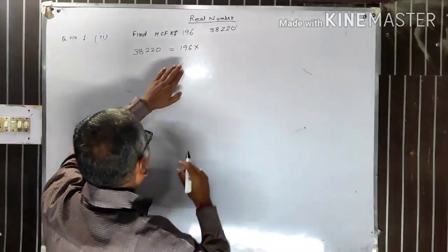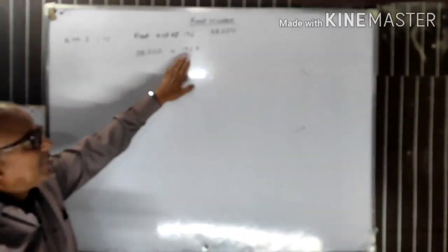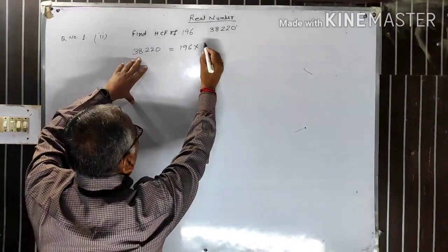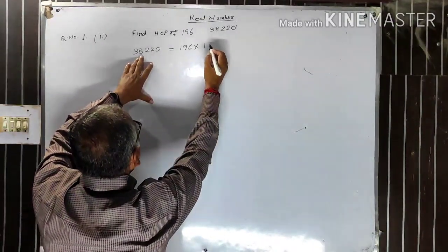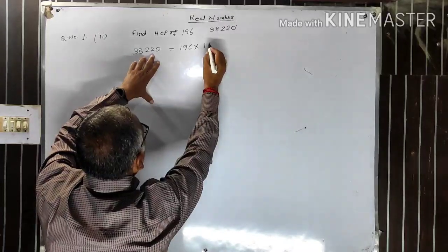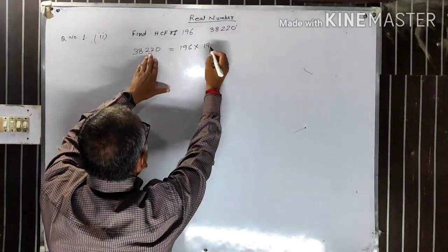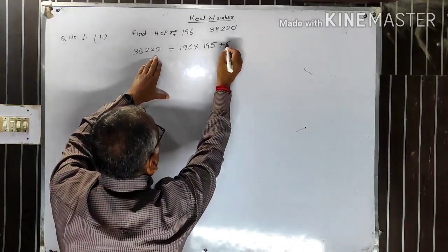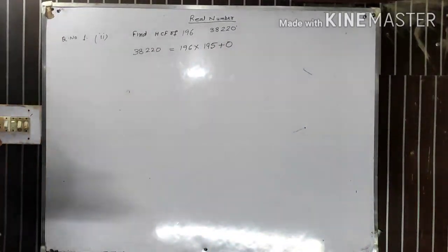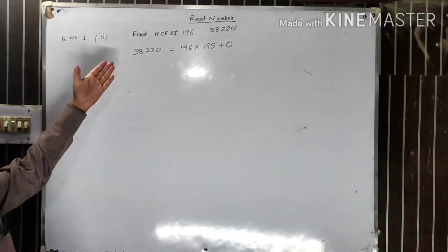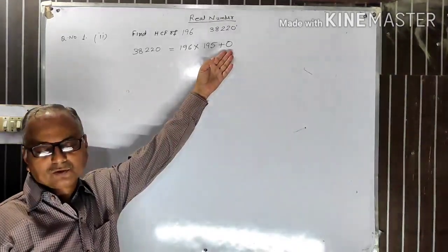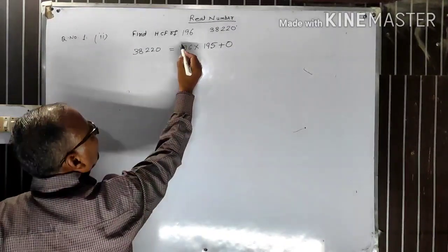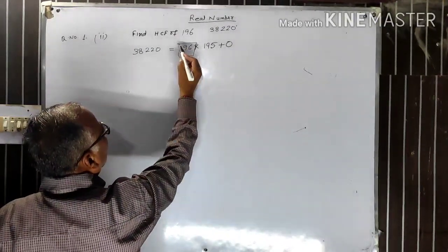If we divide it by 196, it will be 195 plus 0. It is direct division. Here the remainder comes out to be 0. No remainder is left. So your HCF will be 196.